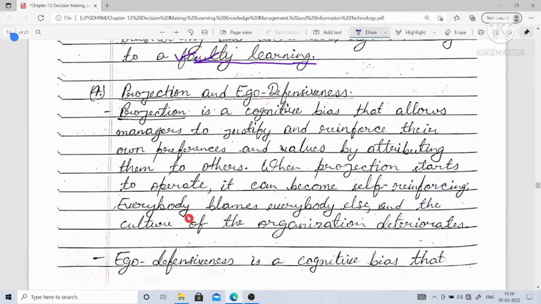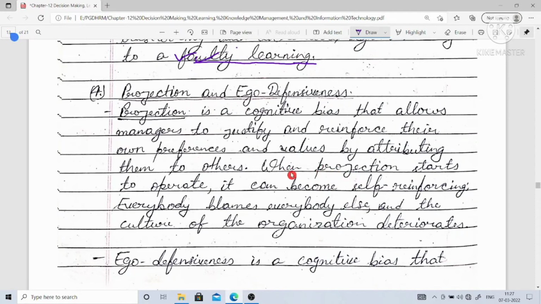Then projection and ego defensiveness. Projection is a cognitive bias that allows managers to justify and reinforce their own preferences and values by attributing them to others. So what is given? They justify and reinforce their own preferences and values by attributing them to others. So now you see, in case of projection, managers justify and reinforce their own preferences and values by attributing them to others. They attribute that those things are done by others also.